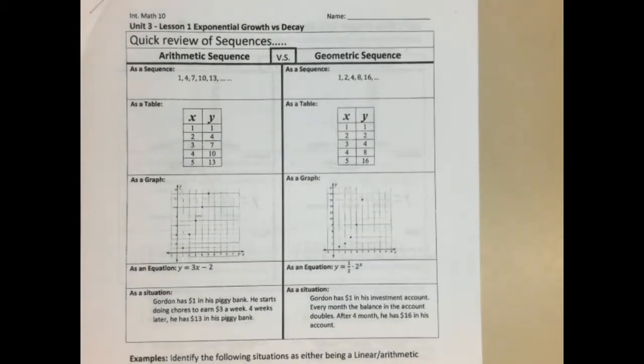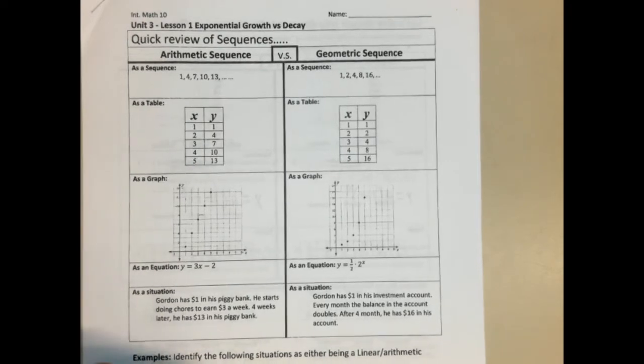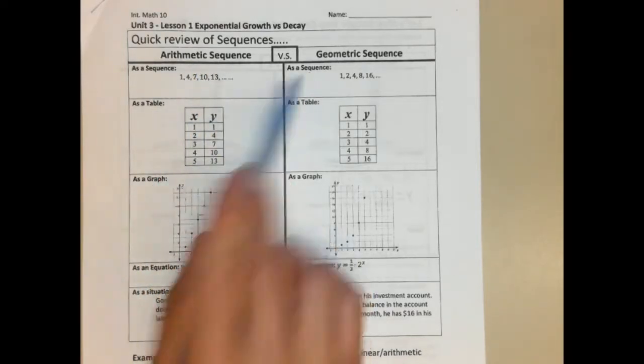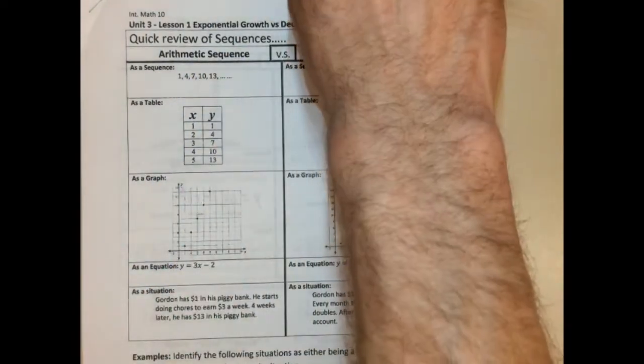Hey everybody. So today we're going to talk a little bit about exponential growth versus exponential decay. Let's start with a brief review of what we talked about yesterday, which was arithmetic sequences versus geometric sequences. All right, so let's take a look at this first part.